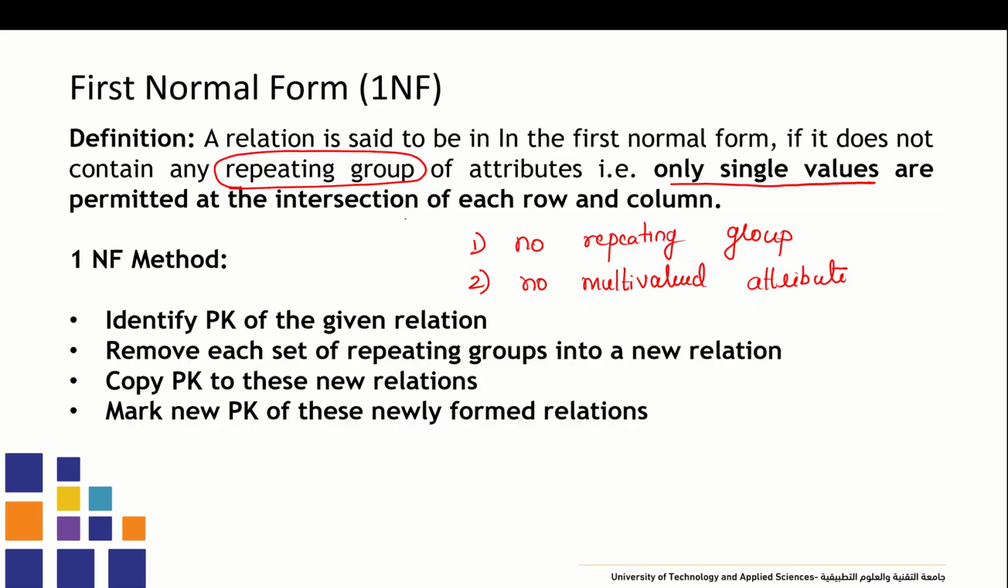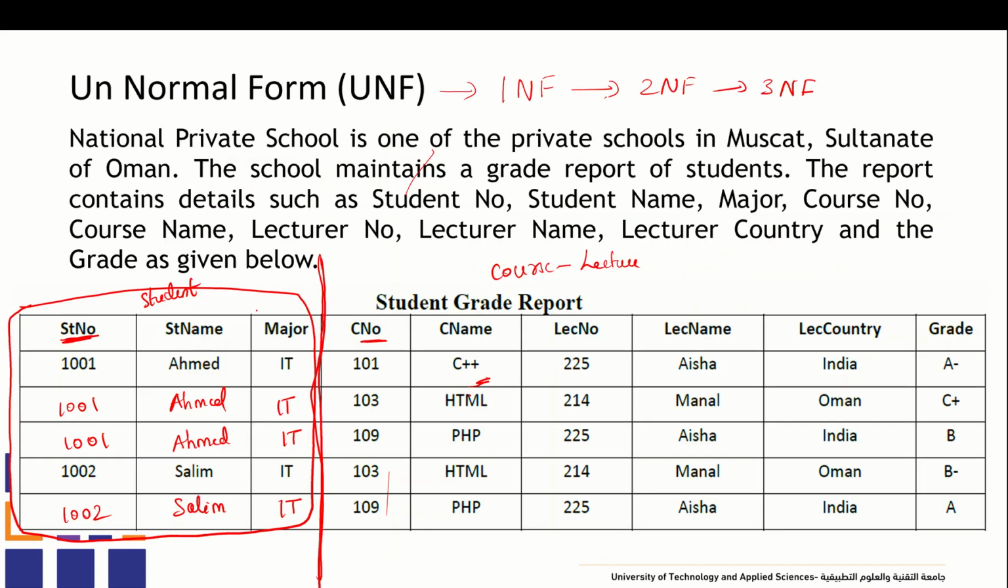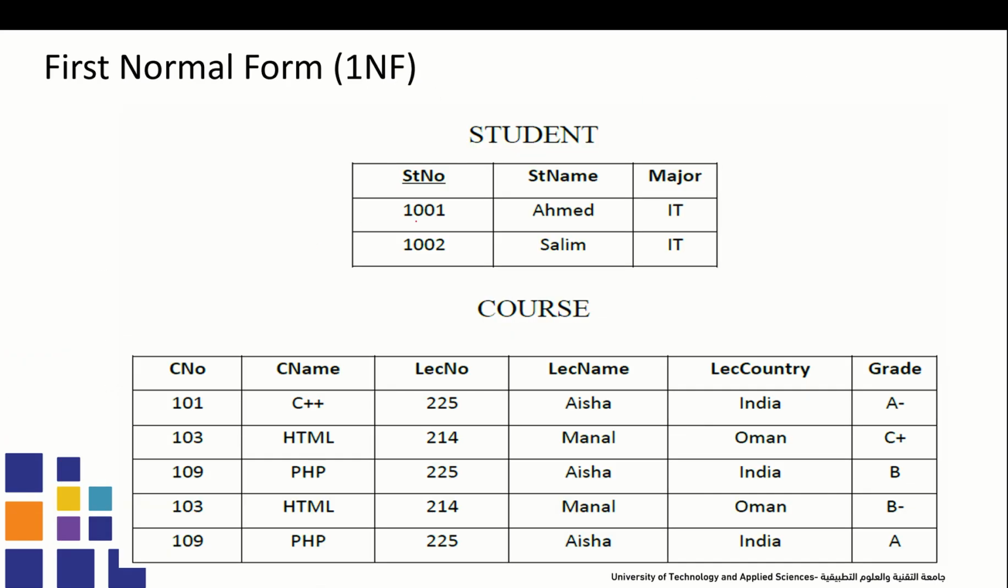Okay, so why is there only two rows here? Because 101, Ahmad, IT, all are repeating. So no need to repeat. You have to write only once, right? So when you divide the table into two tables, student table and course table, you have to write only once. No need to repeat.